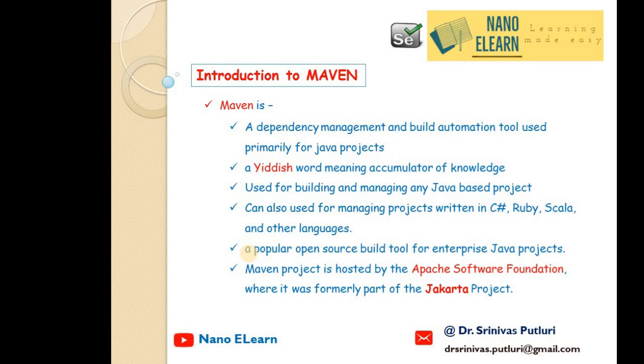Introduction to Maven. Maven is a dependency management and build automation tool used primarily for Java-based projects. It is basically a Yiddish word. Yiddish is a German language meaning accumulator of knowledge. It is used for building and managing any Java-based project, as I just explained.